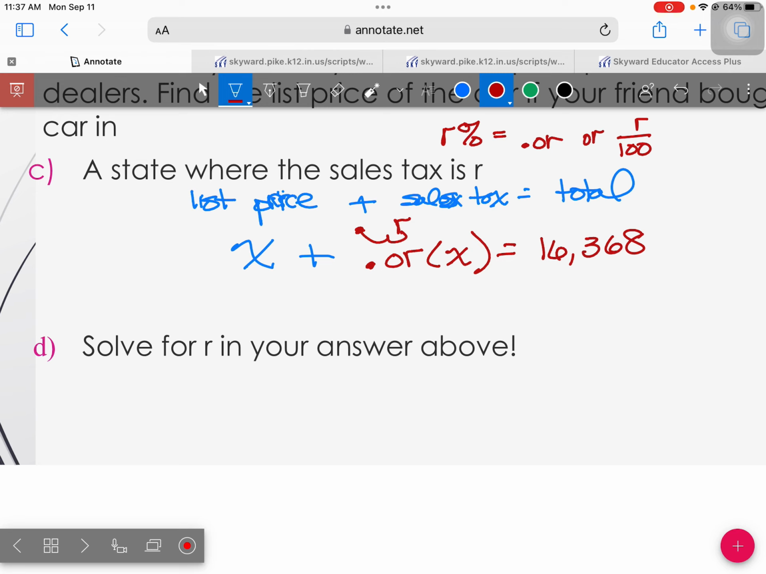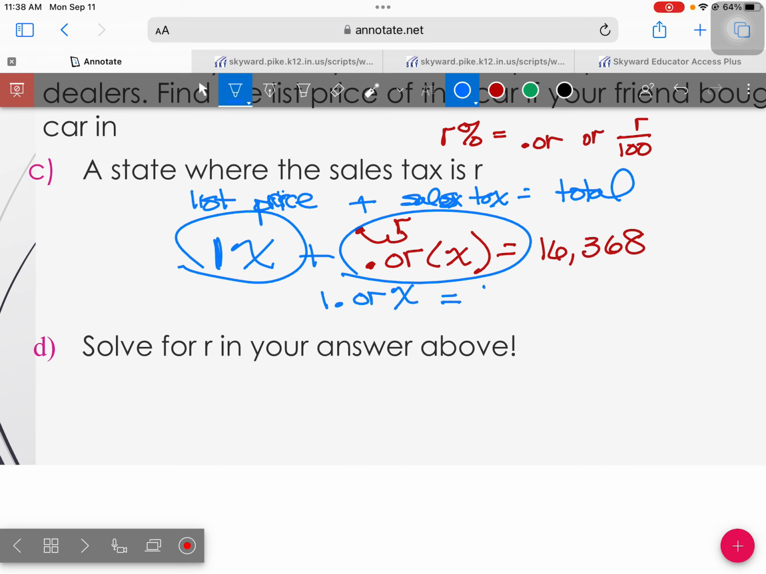Okay. All right. So if I combine these, what do I get? Are they like terms? They both have X at the end, right? Don't they? Yeah, this is 1X and this is 0.0RX. So putting this together, 1.0R times X equals $16,368.